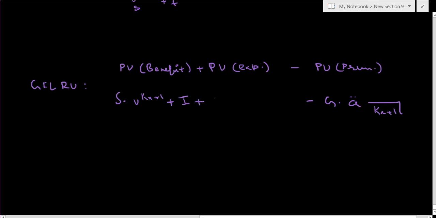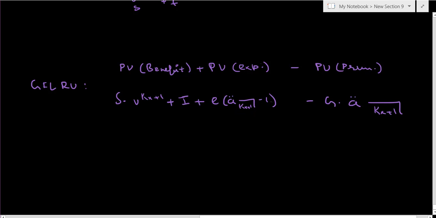Now this one is tricky. It is E into ä kx plus 1 minus 1, because for the reason that it is not payable in the first year, it is payable in all the subsequent years. So I have got ä kx plus 1 as always.